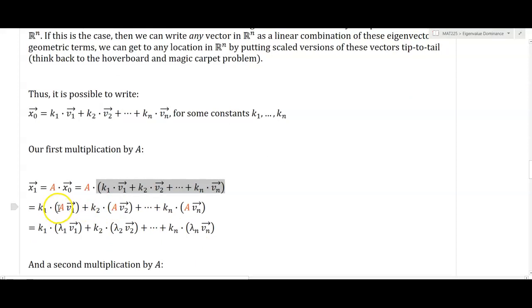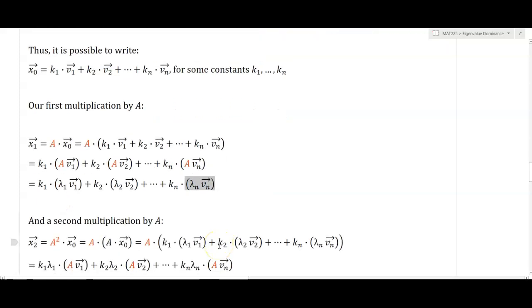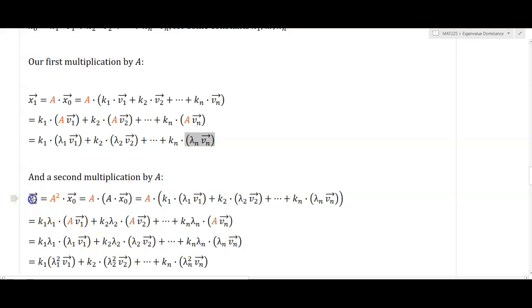And the beauty of this is that when we multiply A by eigenvector 1, that's going to be lambda 1 times v1, because that's what the eigenequation says. A times v2 is lambda 2 v2. A times vn is lambda n vn. Now, if we do this with a second multiplication, if we wanted the state at time 2, that would be A squared times the initial state. A squared times the initial state is the same thing as A times A x0.